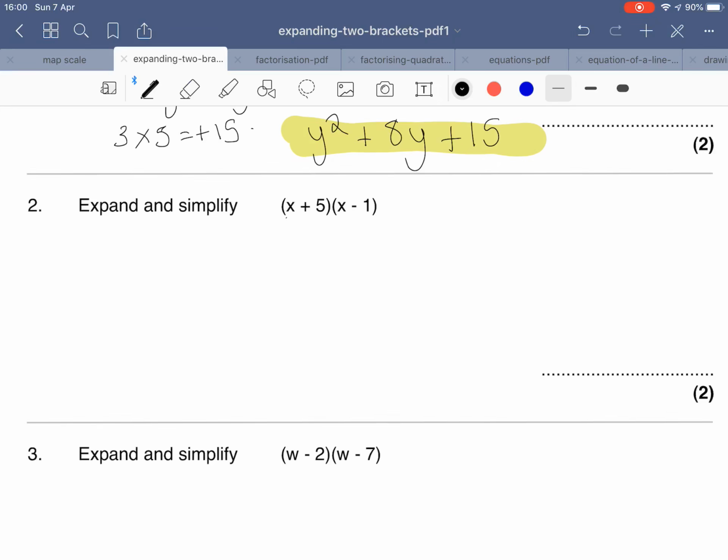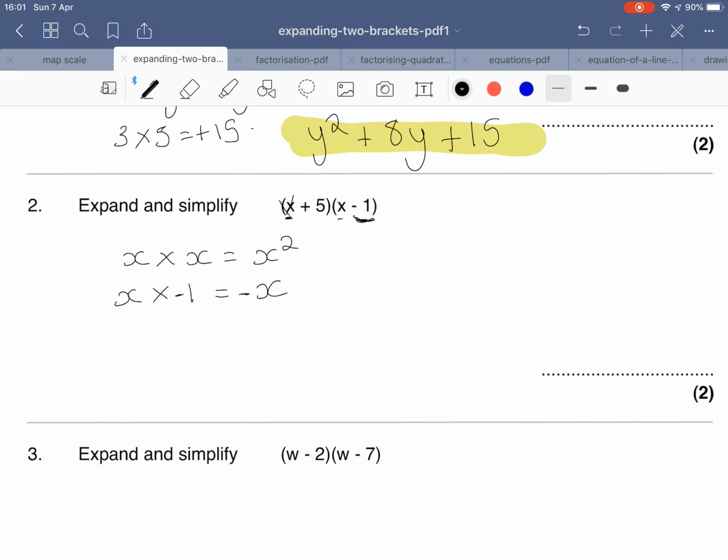So first one's x times the x. So I've got x times x, which is x squared. Then I'm going to do the x times the minus 1. So I've got x times 1, which is just x, 1x. But that minus belongs to the 1, so we've got to put the minus with this 1. So it's x times minus 1 gives us minus x.